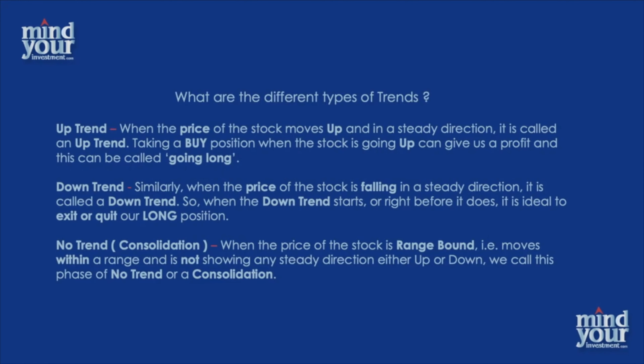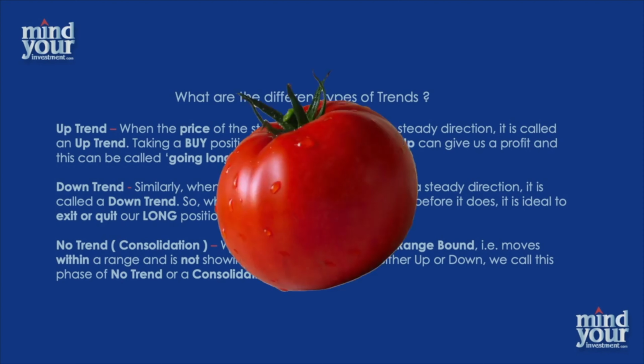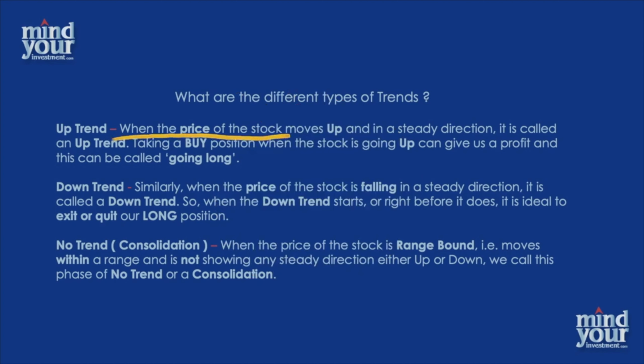So now we come to our second slide. Here we'll find out what are the different types of trends. So the first one is called the uptrend. Now we are already aware of the uptrend because in the first video we covered the uptrend with the example of the tomato. So when the price of the stock moves up and in a steady direction, it is called an uptrend.